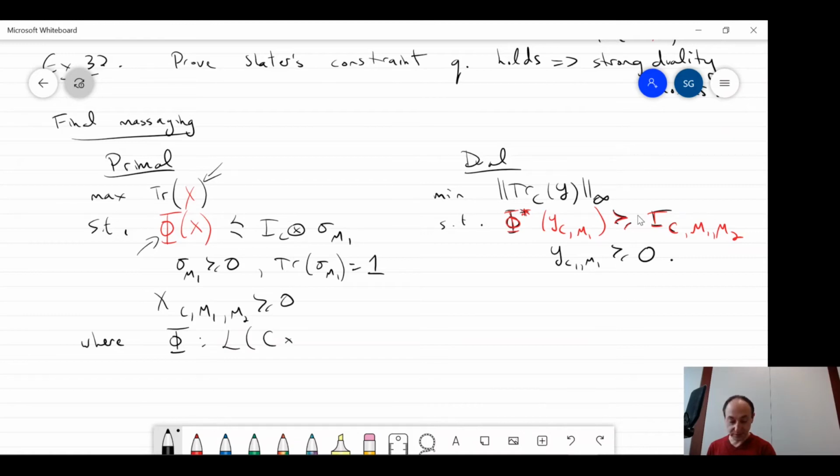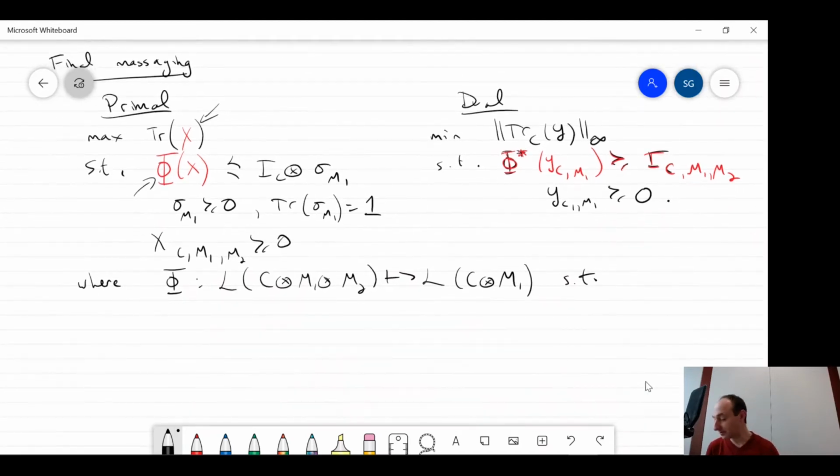Well, it takes you from the register C, M1, tensor M2, right? And it's going to map you down into, well, where is it going to map you? Well, remember phi star, the adjoint map, took you from C, M1 to C, M1, M2. So the reverse of that in some sense, the non-adjoint version, should do the opposite, right? It should take you from C, M1, M2 down to C, tensor M1. Yes, okay. And so that's the signature for it, right? But what is the actual definition of the map?